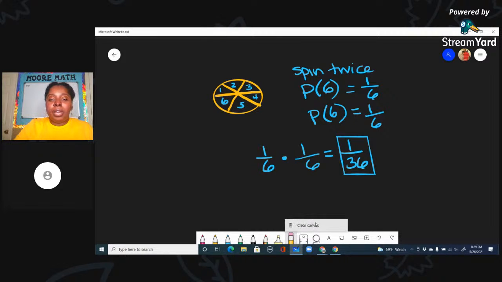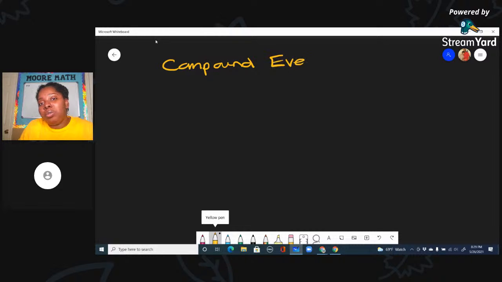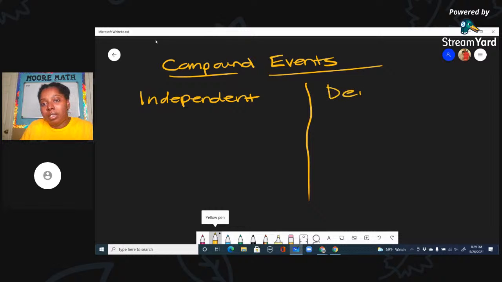So what you're doing is called compound events, right? Two or more events that happen, okay? So just like a compound word, compound events are two or more events. And we call these events either independent or dependent events.